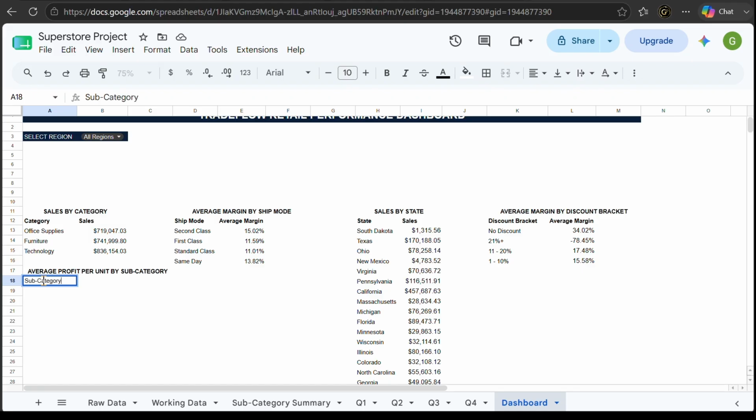Category. Then I'm going to take out this part as average profit per unit. Yeah, so that will be that there. I think I'll just merge these two together and make it bold, and come to this one, and then I'll make it bold also. So yeah.